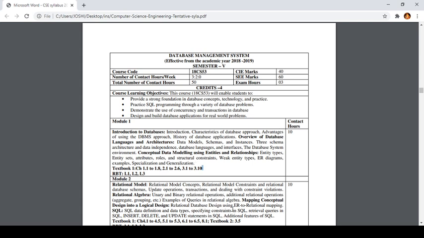First we will try to understand introduction to the database. So this is the introduction to database and database users by Dr. Vinayak P. Joshi, AITM.